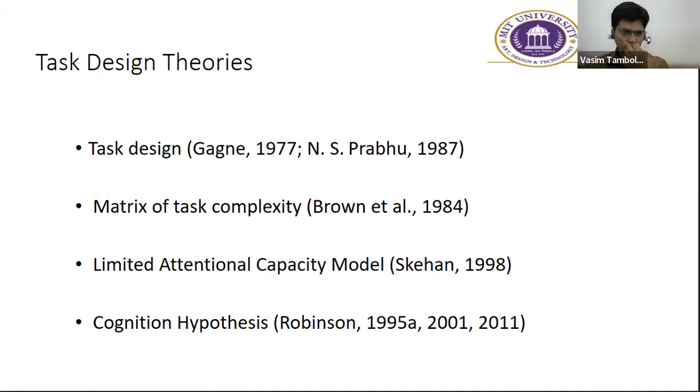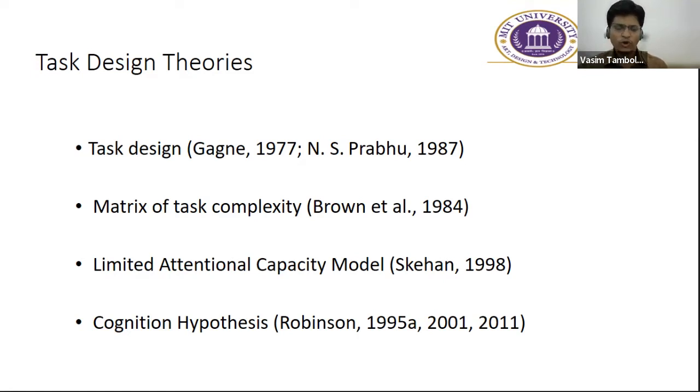So in this presentation, I would like to talk about task design theories. If you look at the earlier theories, like task design theory by Prabhu, based on his Bangalore project, and the matrix of task complexity by Brown, they have already talked about tasks and different task characteristics, but they haven't discussed their impact on aspects of oral language production, like accuracy, fluency, and complexity. But the later models, like Skehan and Robinson, talk about the task and its effects on oral production in terms of fluency, accuracy, or complexity.